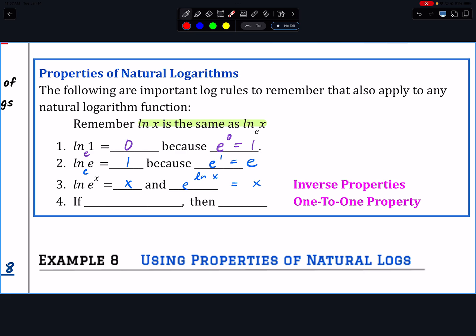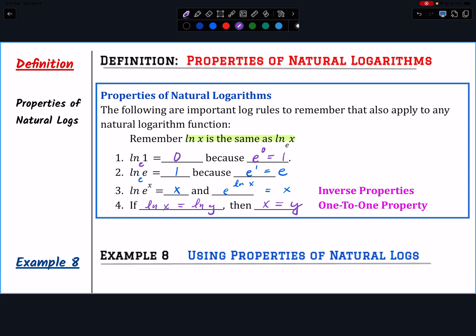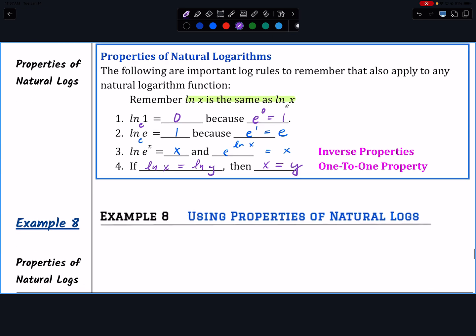Okay. If we have the ln of x and that's equal to the ln of y, that means that we can drop the logs and say that x must be y. Okay, so next problem.